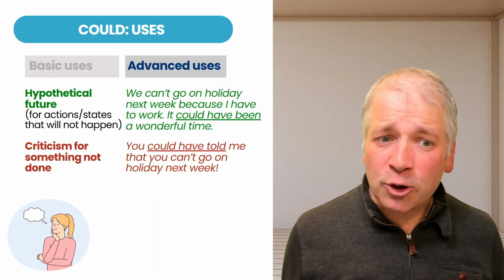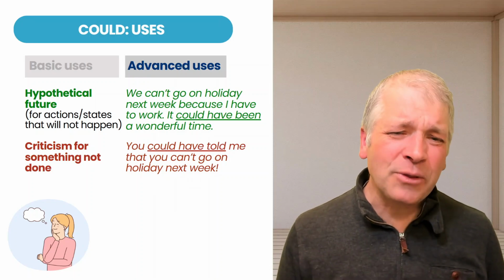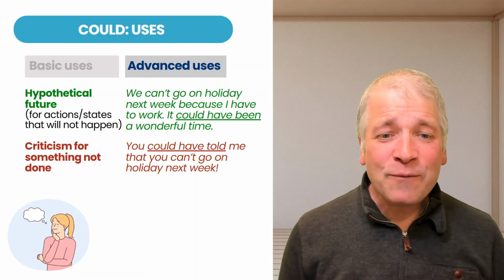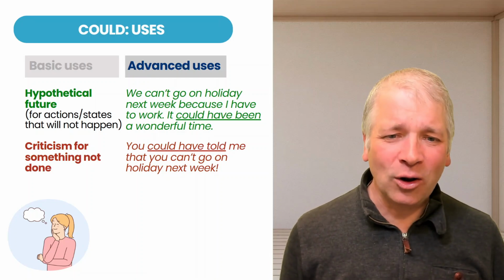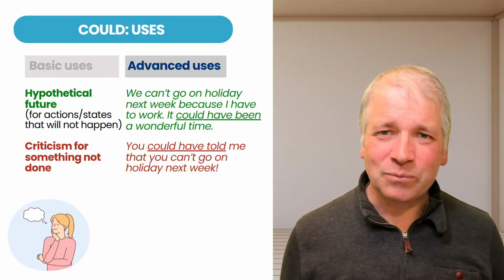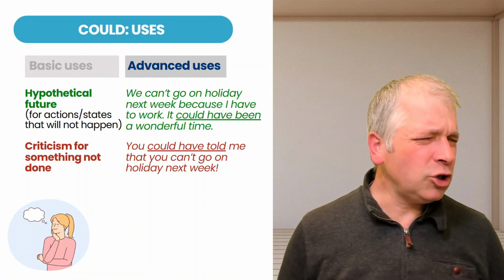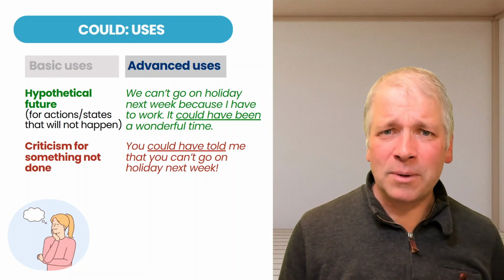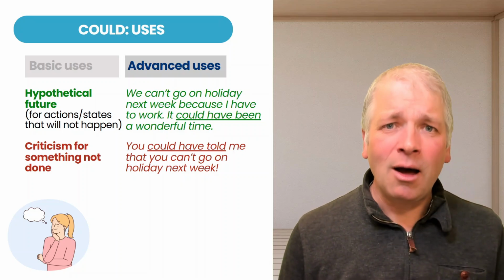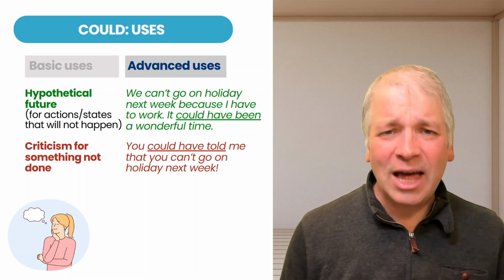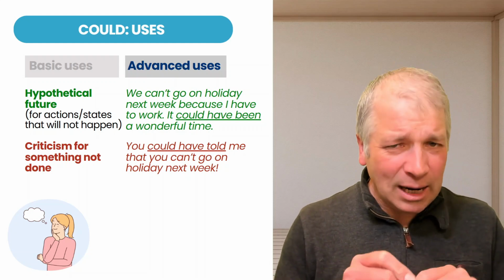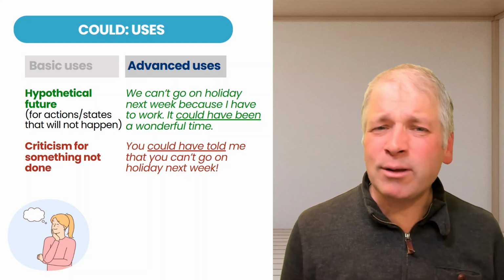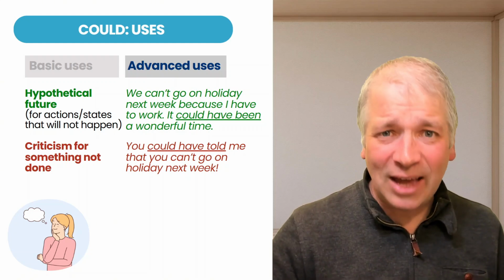And we could also use could for criticism for something not done. Look at the example. You could have told me that you can't go on holiday next week. What does this really mean? You could have told me. That means you should have told me. Why didn't you tell me? I expected you to tell me. But we can summarize it by saying you could have told me, which has that meaning. I'm criticizing you because you didn't tell me.